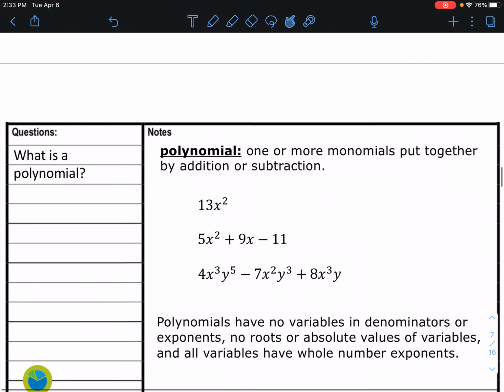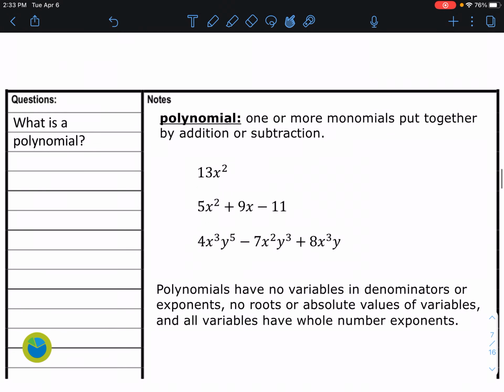Okay, what is a polynomial? So a polynomial is one or more monomials. Okay, a monomial is still a polynomial. So here would be one monomial put together by addition or subtraction. In this case, we have this term or monomial, this term, and this term. They're put together by addition or subtraction. So I have three terms or three monomials put together by addition and subtraction. Okay, so these are all polynomials, and here's another one.